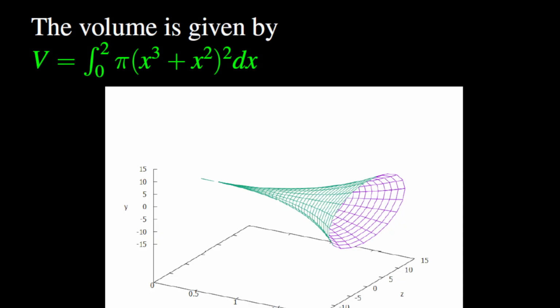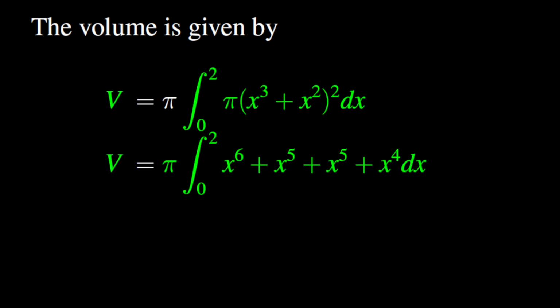The volume is given by the integral of the cross-section area from 0 to 2. This is the integral from 0 to 2 of pi times (x cubed plus x squared) squared. The volume is pi times the integral from 0 to 2 of x to the power 6, plus x to the power 5, plus x to the power 5, plus x to the power 4 dx.